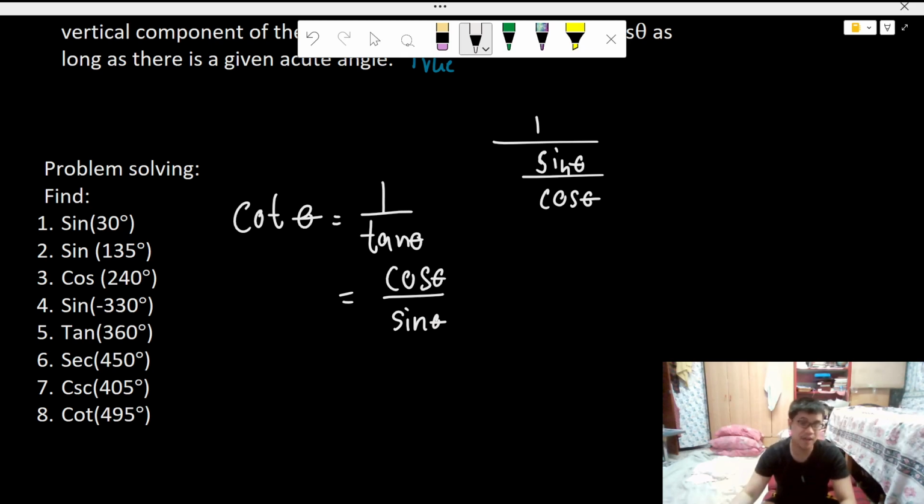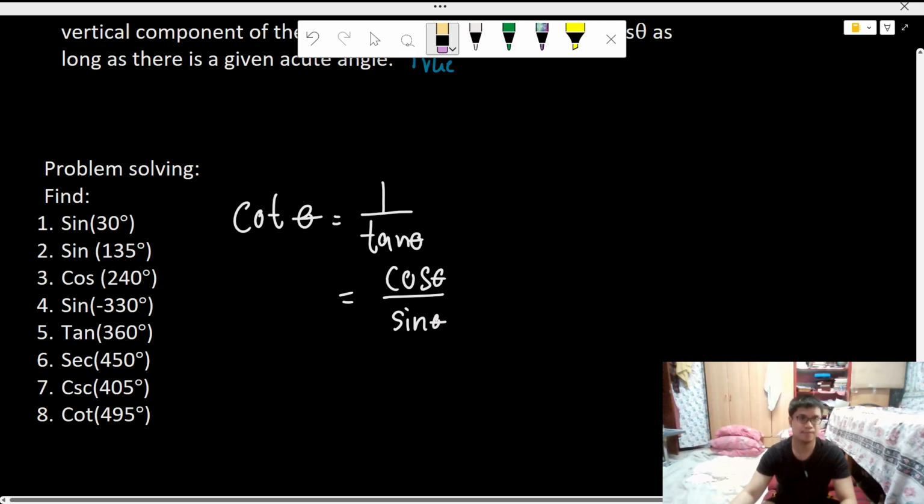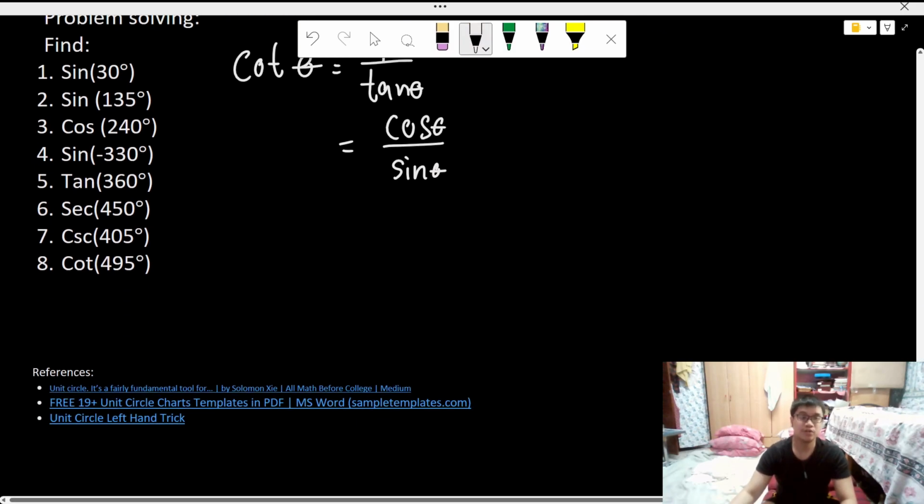Remember what I did in the fraction earlier, which is 1 all over square root of 2 all over 2? Do the same thing here and you will get the result: cosine of theta all over sine of theta. Okay? So what are we going to do now? We will use this one because it is much simpler.